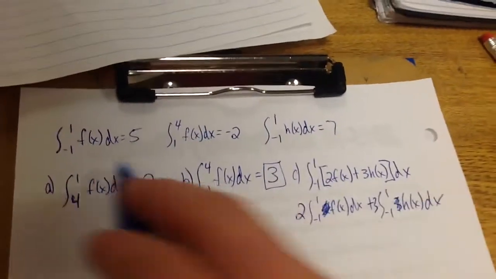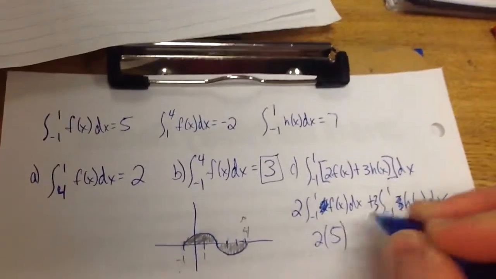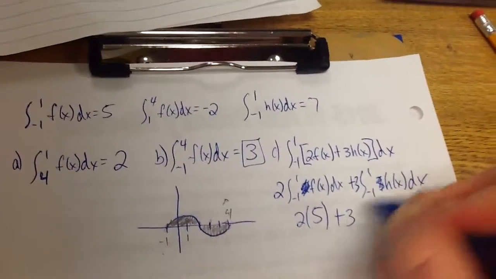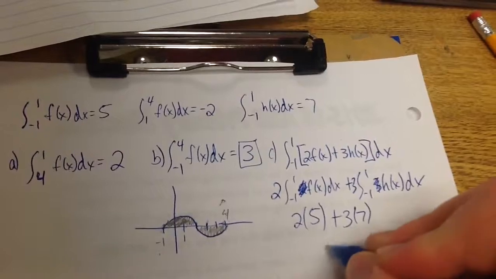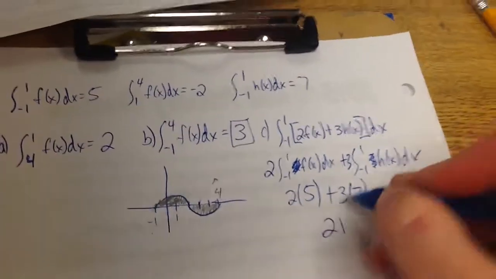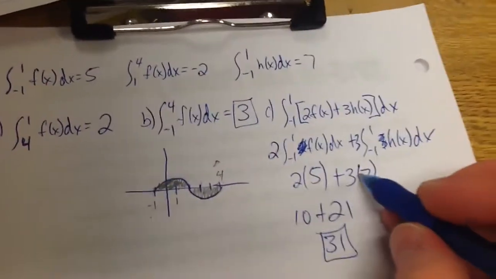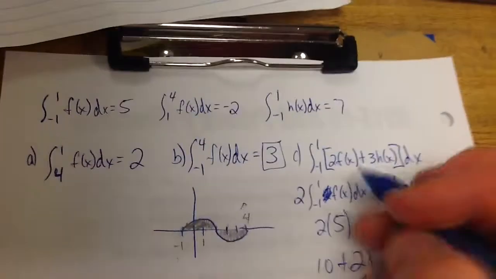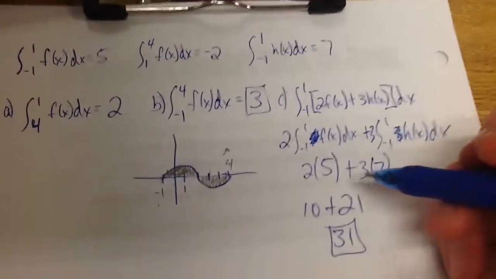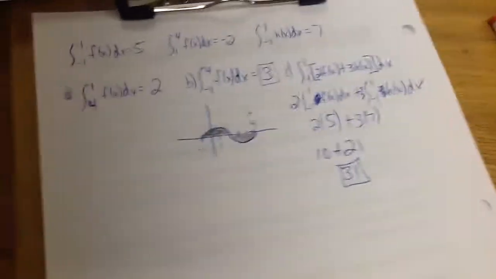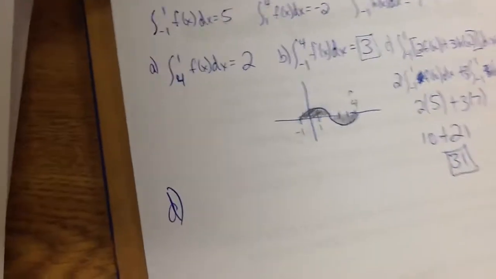Long story short, -1 to 1 of f of x is 5. I need 2 times that, plus 3 times whatever -1 to 1 of h of x is, which is 7. So you'd get 10 plus 21, so 31, yeah. Not just 21. That's it. This is almost like the properties of derivatives that we did before. And I remember this section, there were some people that were like, oh, I can do this. So that was good.